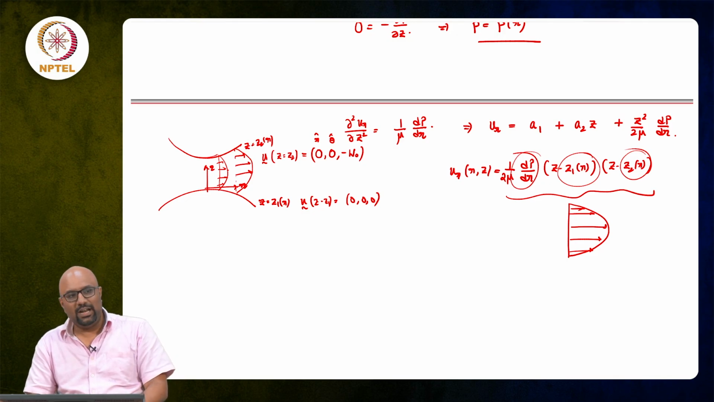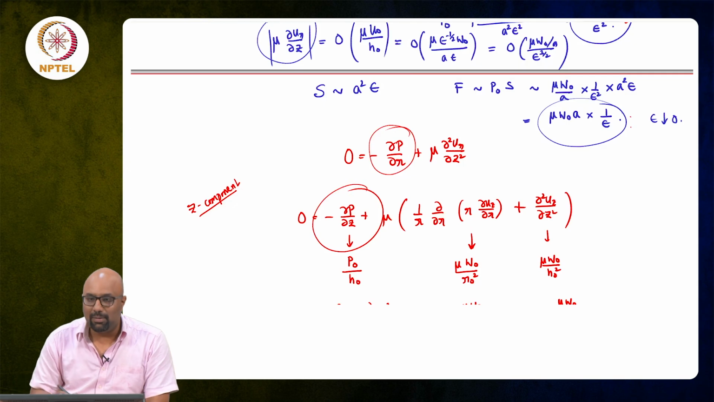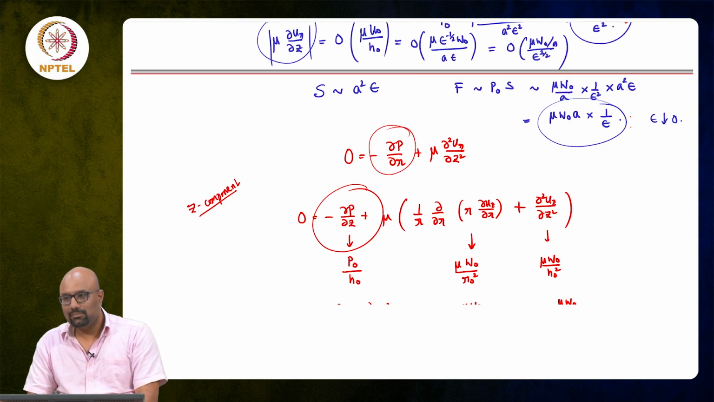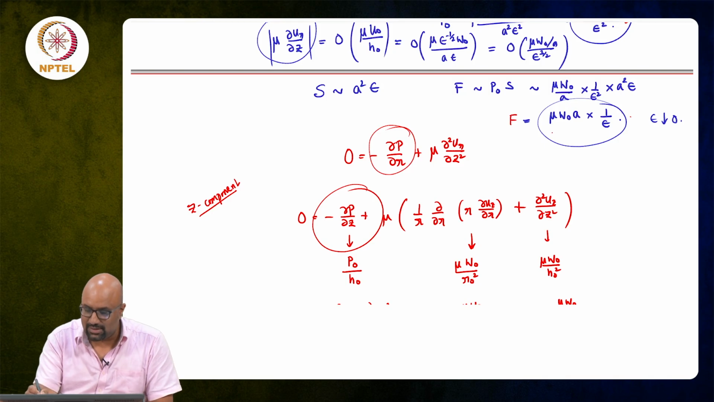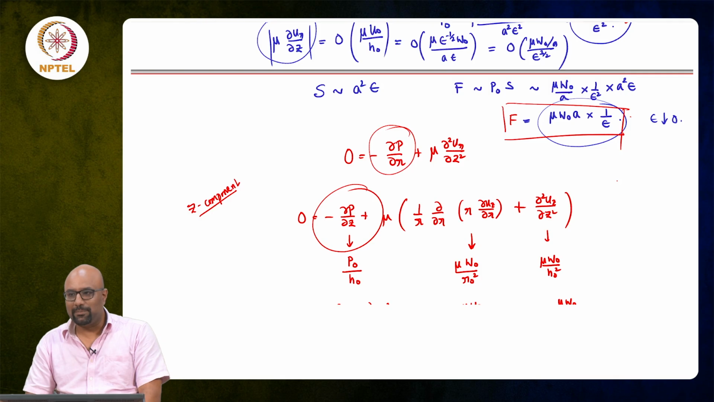Now, how do I find dp dr? Because what is my end goal? My end goal is to find the variation of pressure and then compute the force. All of this is to basically in the end find a number here. It appears like a lot of work, but it also teaches you how you go about doing this calculation. Scaling argument already gave us that the force is mu w naught a into 1 by epsilon. So, everything that we are doing right now is just to get a numerical factor.